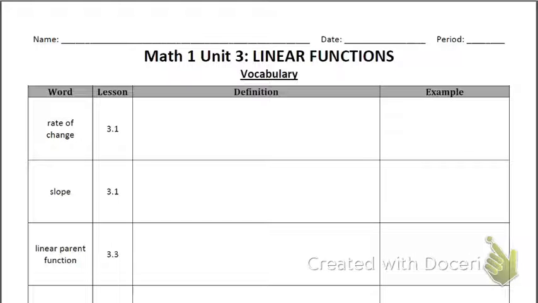So guys, we're going to start Unit 3 today. And our first section is going to be about rate of change and slope, if you have heard those words before. But before we start, let's actually define them.